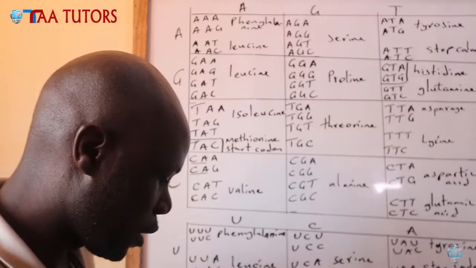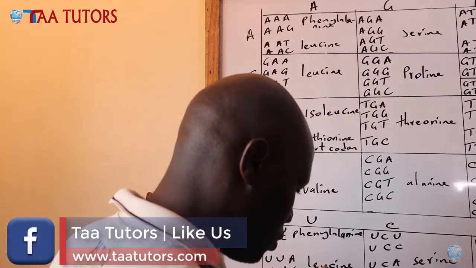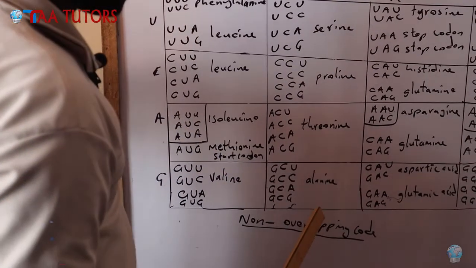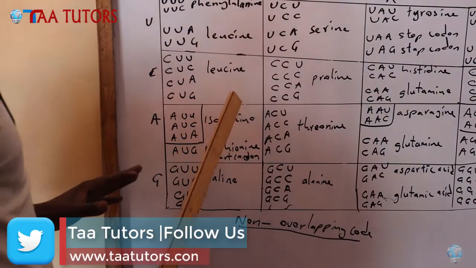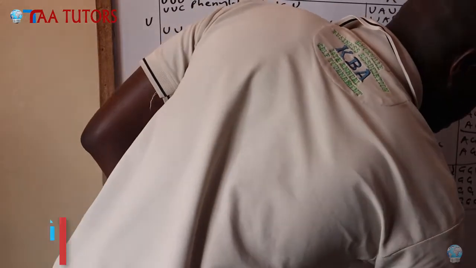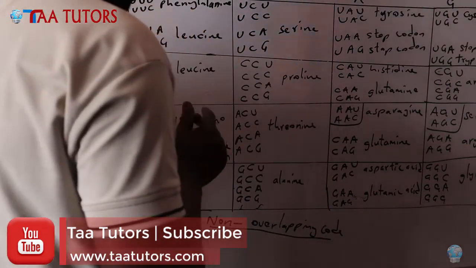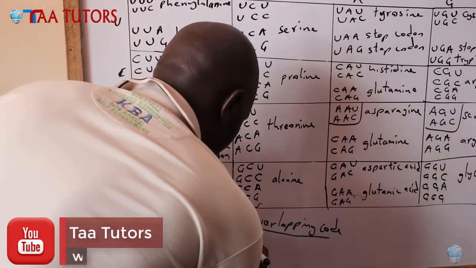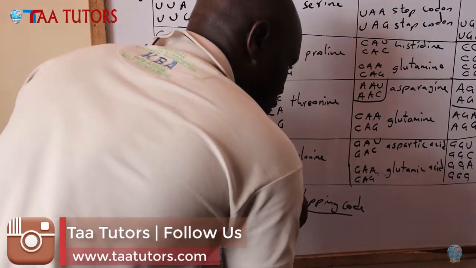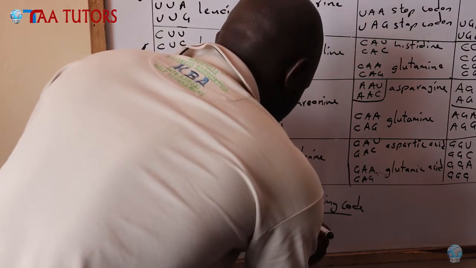Now we already know that the genetic code is not just a triplet code, but it is also a non-overlapping code and also a degenerate code. Now I want us to try and understand what we mean by non-overlapping code. I want to use an example that can help us break down what we are talking about. Assuming that we have an RNA sequence with the following nitrogenous bases, GC.